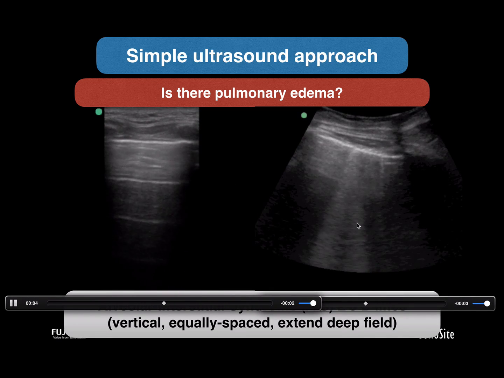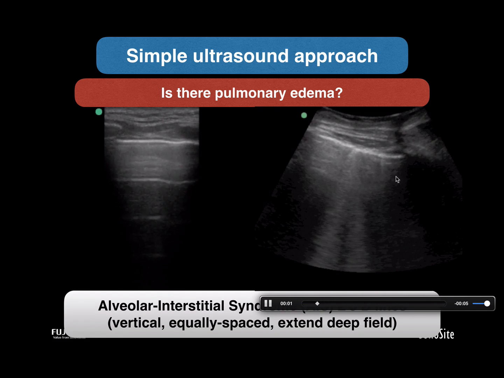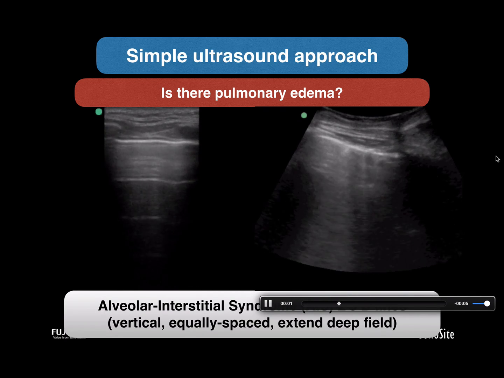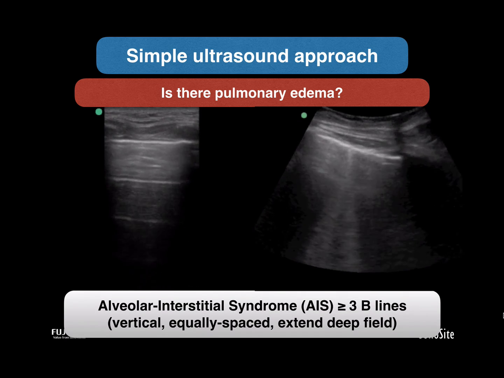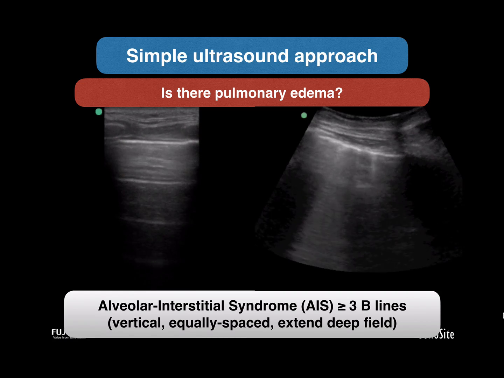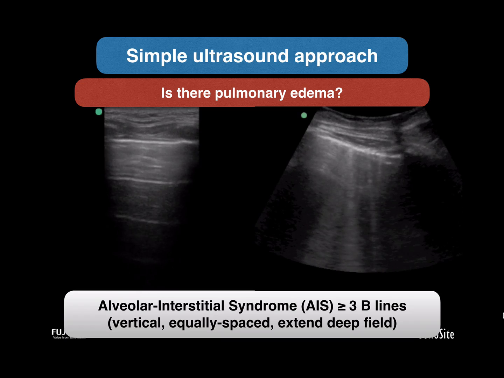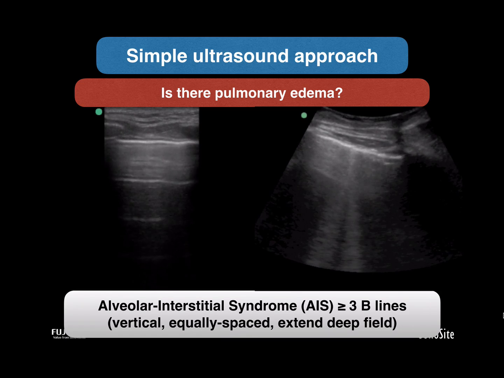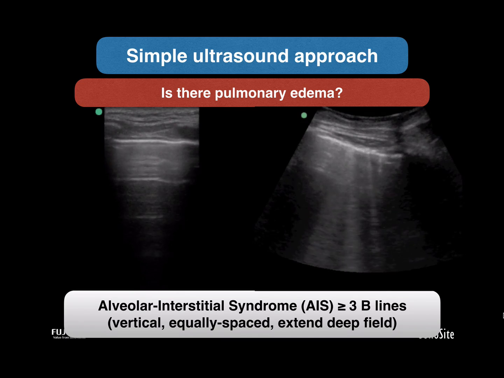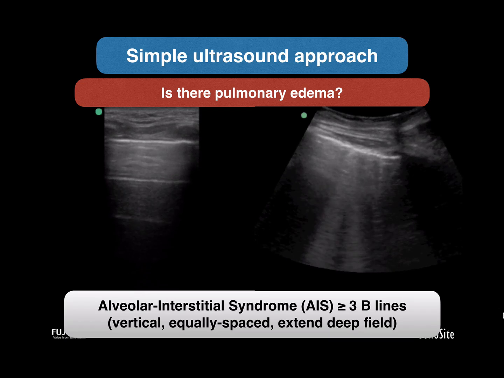On the right image, you have these right here. These are vertical lines extending from the pleura all the way down to the deep fields, and these are called B lines. If you see more than 3 B lines per zone, that is indicative of something called alveolar interstitial syndrome, of which the most common cause is pulmonary edema.